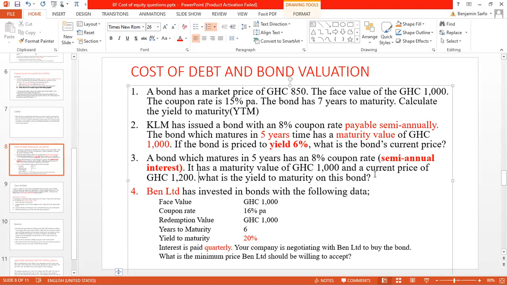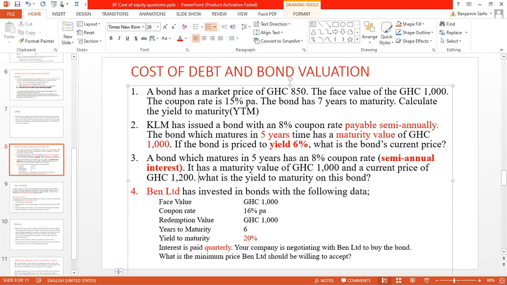What is the face value in this question? Thousand. I told you, if they are silent, it is 1,000. The maturity value, no problem. But if they are silent, it is 1,000. So go ahead and solve the YTM and tell me. Sir, can I ask a question? Go ahead. Would they always give the maturity value? If they don't give the maturity value and they don't give the face value, you assume that they are both the same, 1,000, 1,000.